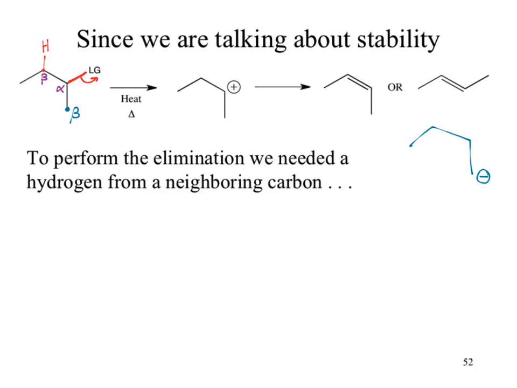What did our leaving group do? Left, making that carbon positive. What is our product? Here we go. That's another product. So in running this elimination, I don't get 2 products, I get 3 products. So what does that mean? You gotta choose the most stable. I got to choose the most stable of those 3 products. Which is the most stable of those 3 products?